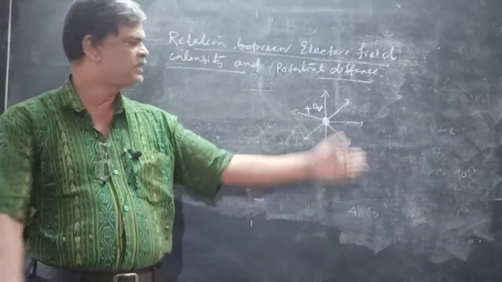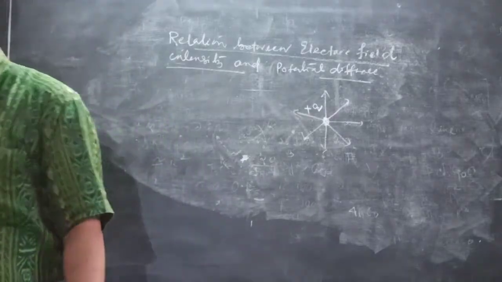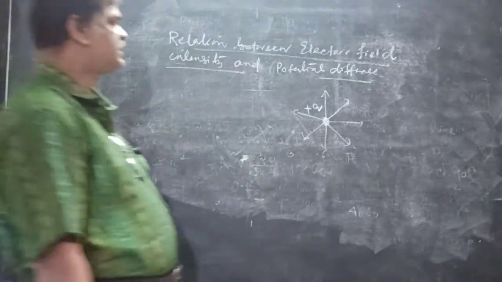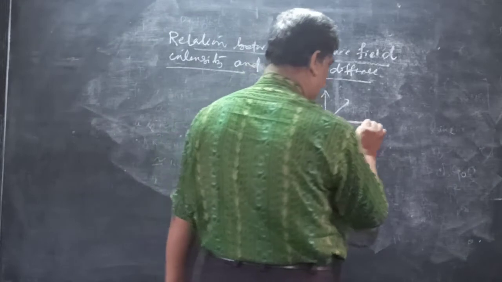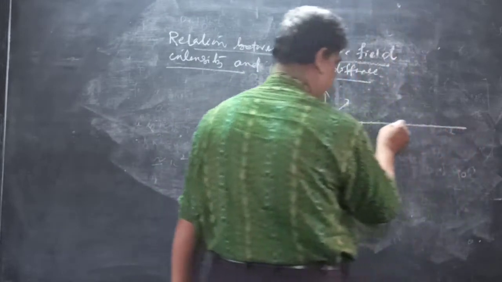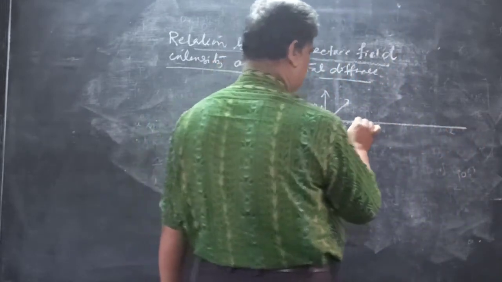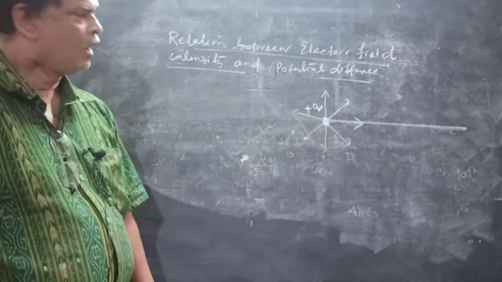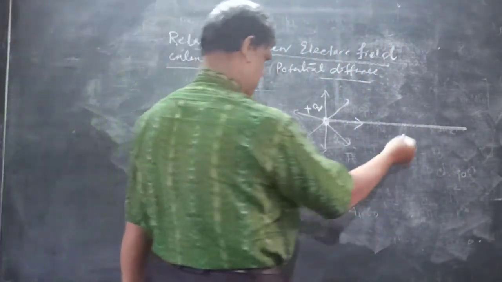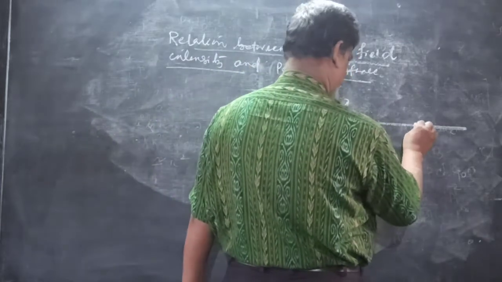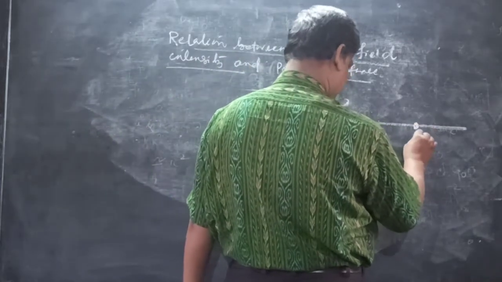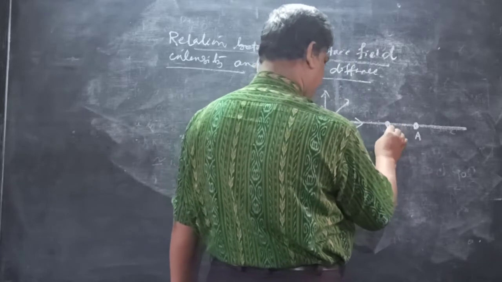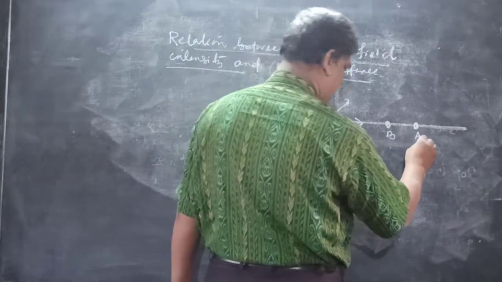If a point charge plus Q is here, then the field is radially outward. Now we consider this is a field line, an electric line of force. On the electric lines of force, now we consider 2 points. Let this be A, and this point is B, which are very close to each other.